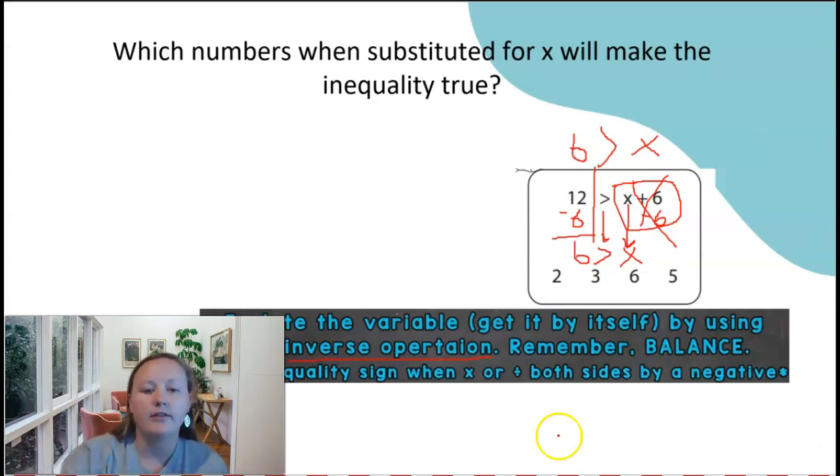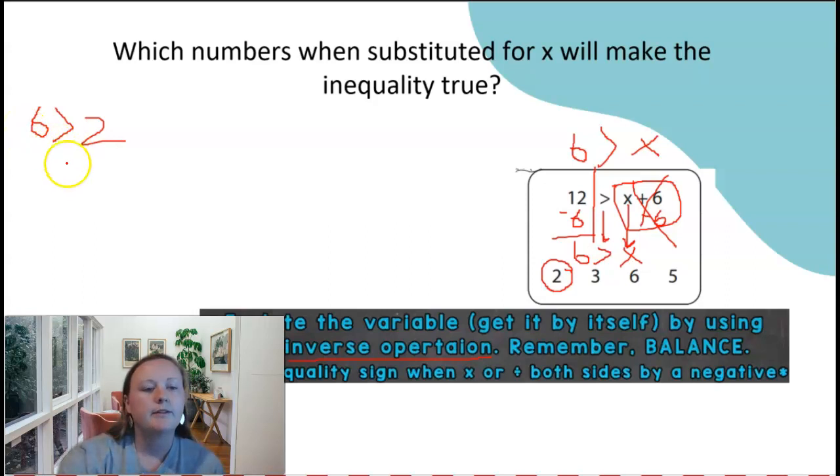I have 4 numbers. I've got the numbers 2, 3, 6, and 5. So I'm going to take each of these numbers and put them where my X is and see which ones make it true. So let's start with number 2. 6 is greater than 2. Is 6 greater than 2? Yes. So we're going to circle it because my alligator is eating the 6, which is the bigger number, so that's true.